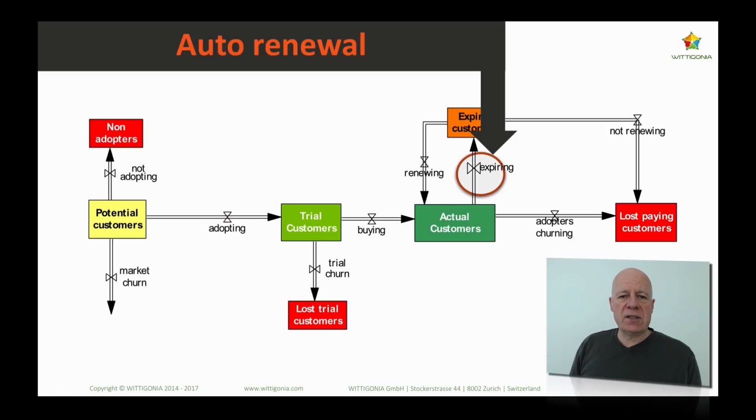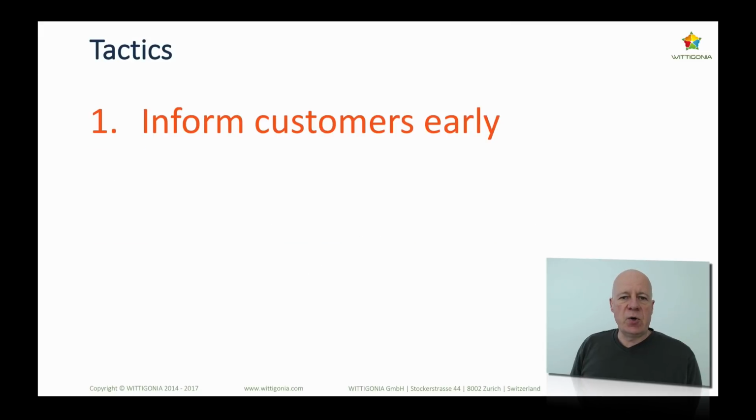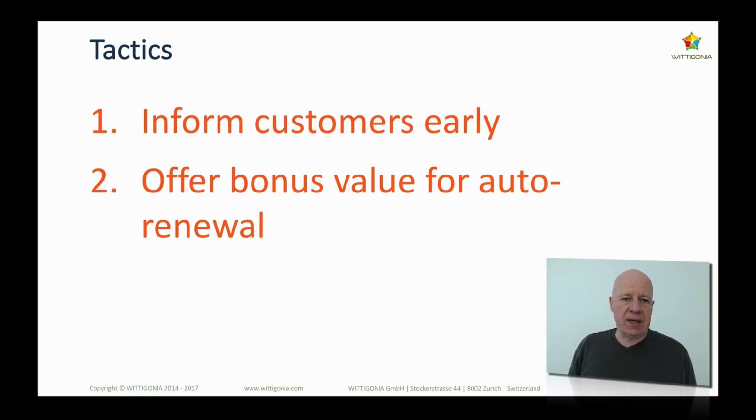Now, the question is what to do. So we said we're going to do 3 tactics. One is auto renewal. So let's take a look at that one first. So the tactics that we could use here is, of course, we have to inform the customers early. It's important that we're not just switching from, let's say, an annual renewal process to an auto renewal process. And ideally, we have this option right from the beginning when the customers are signing up. Secondly, we could offer, for example, a bonus value for automatic renewal.